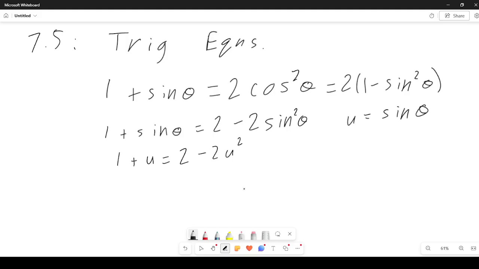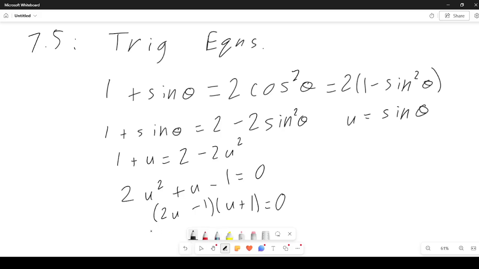Now, this is a quadratic. Again, you are expected to know how to deal with quadratics. That was a prerequisite to this course. Feel free to come by office hours sometime if you want to review some of those techniques, but we're not going to have time to go over them in class. So, let's move everything to the other side: 2u squared plus u minus 1 equals 0. So we factor this as (2u minus 1)(u plus 1) equals 0.